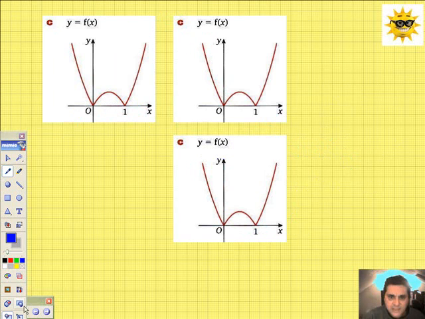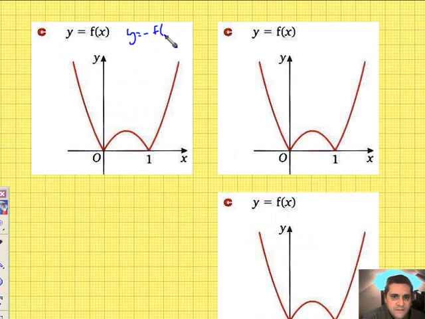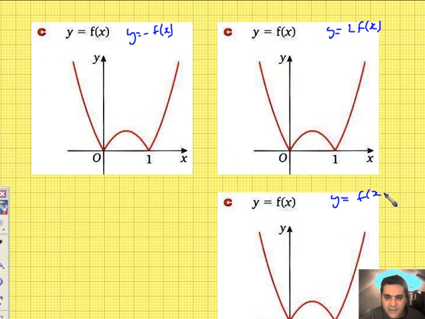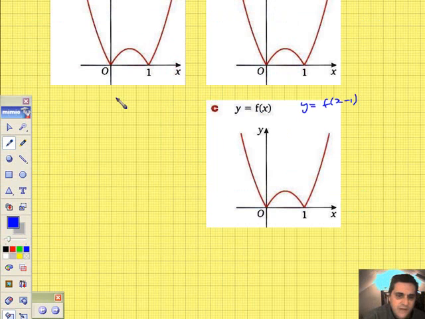Next thing, let's go do the same with this lot. Y equals minus function of x. This one's going to be y equals 2 function of x, and this one's going to be y equals the function of x minus 1. So again, this is a reflection in the x-axis. Let's try and make it look good like that.